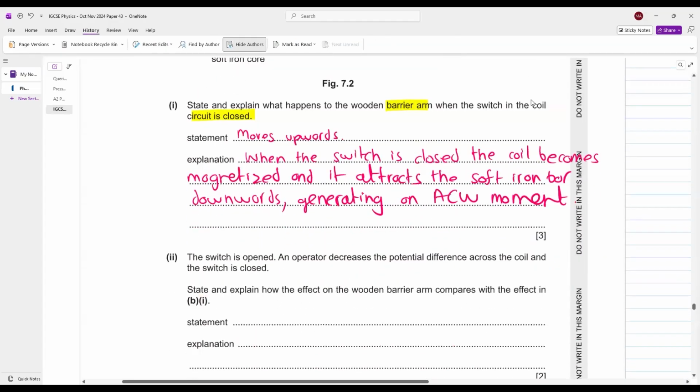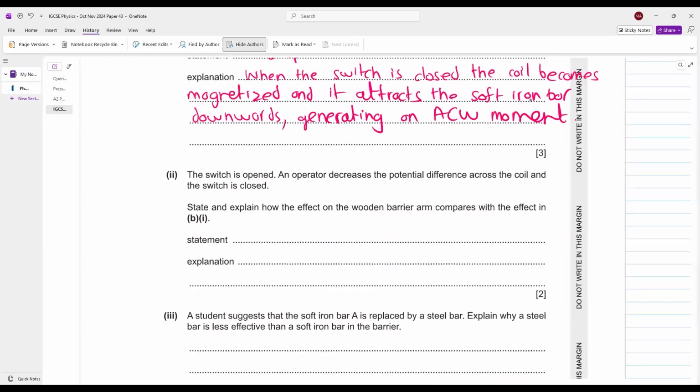Simple as that. The switch is opened. An operator decreases the potential difference across the coil. The switch is then closed.